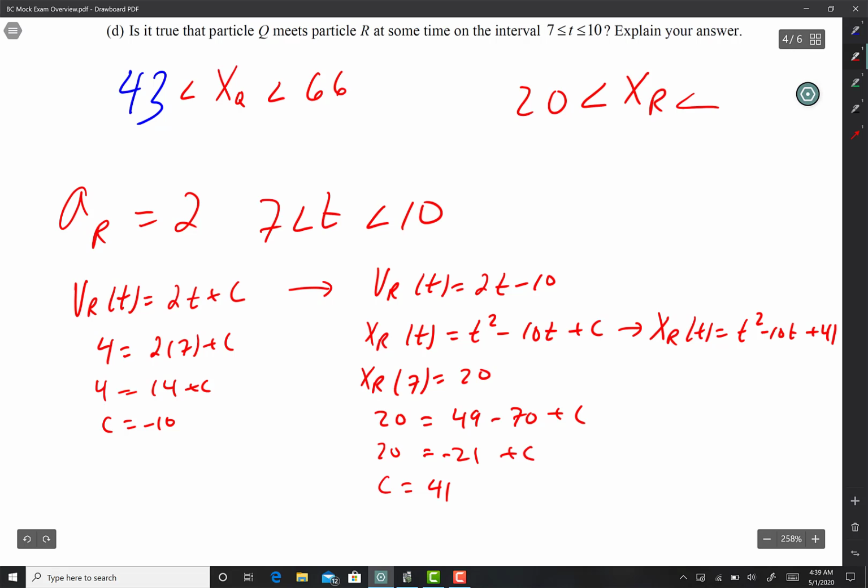All right, let's figure it out. Let's see what this is at 10. x of r of 10 equals 10 squared is 100, 10 times 10 is 100, 100 minus 100 is 0, I get 41. So now look, I know this is a max, well actually we know this one. This is actually specific.